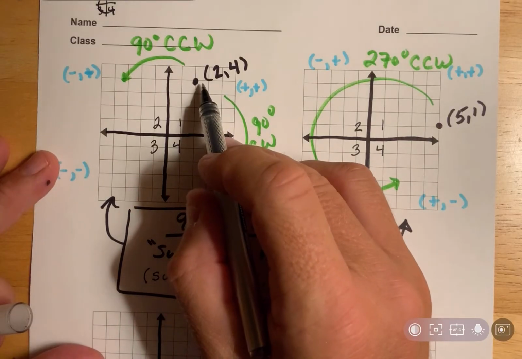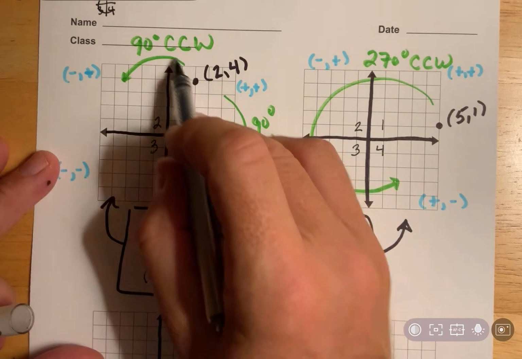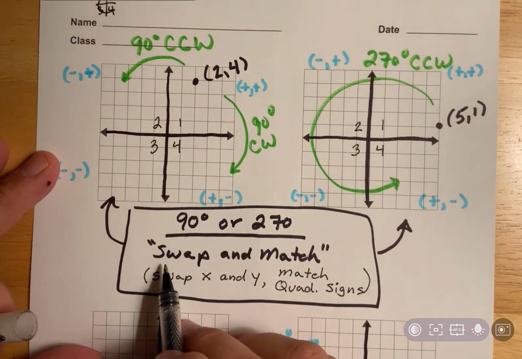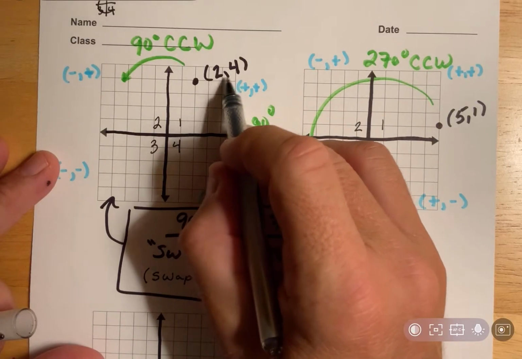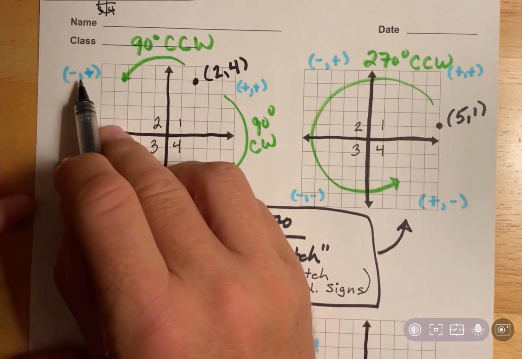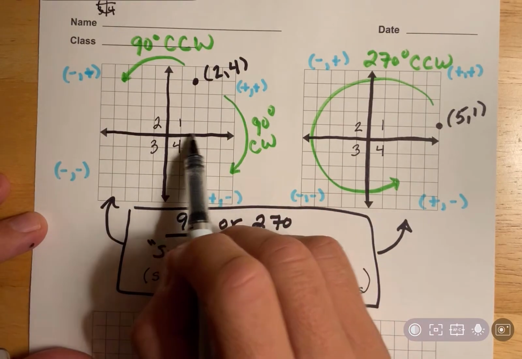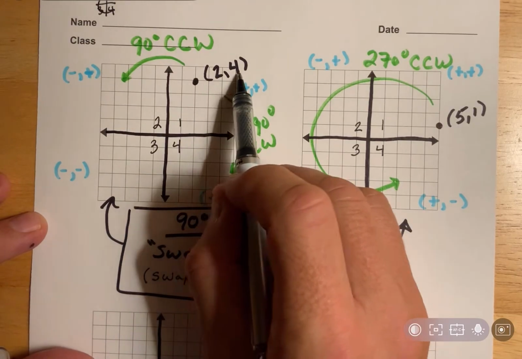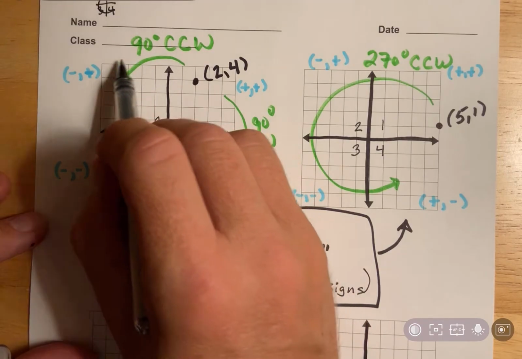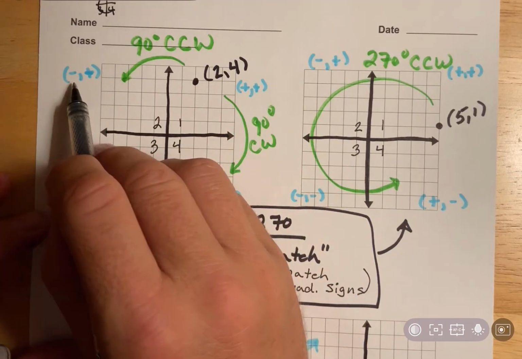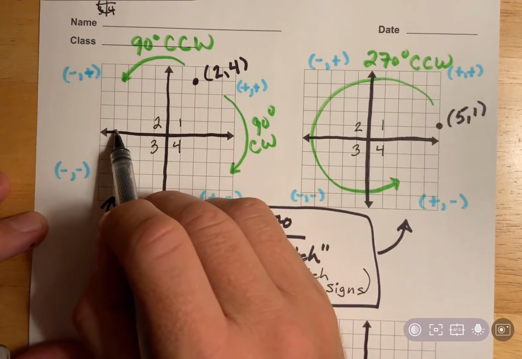The way you can figure out the new coordinate of where you end up, whether you go 270 clockwise this way or 90 this way, is this phrase right here: swap and match. You're going to swap the order of those 2 numbers and then match the quadrant signs. As I've drawn in here, the first quadrant is going to be +2, +4, so positive. Any number in quadrant 2 is going to go backwards something and then up something positive. Backwards negative, up something positive.